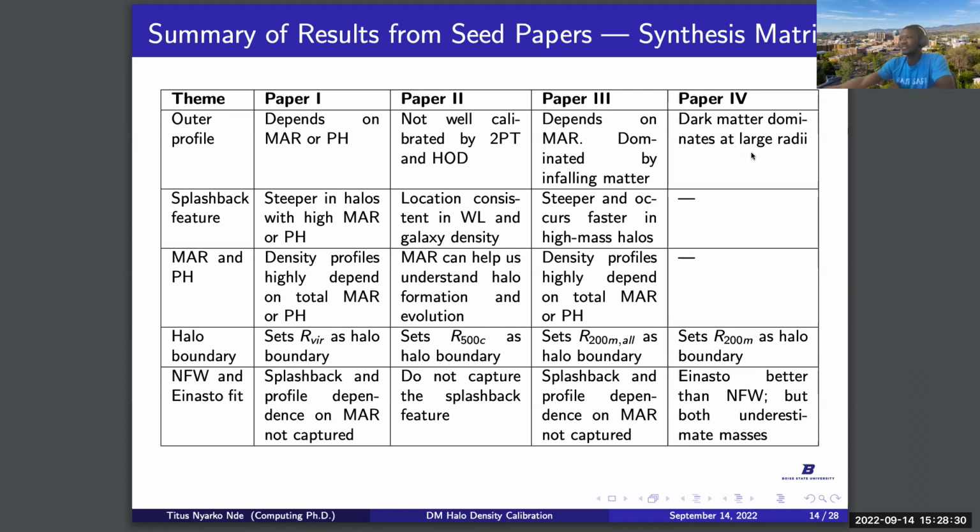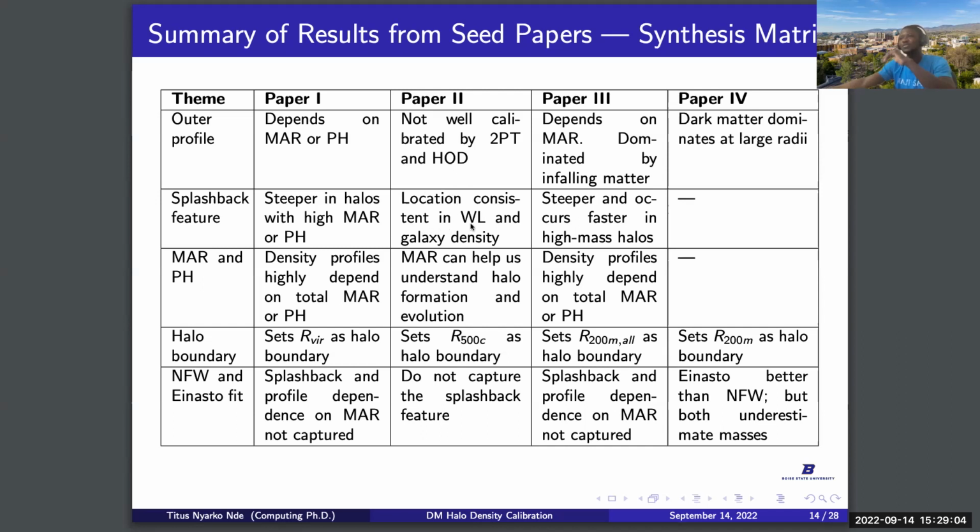And then these people also detect that as you move out of the halo center, as you approach the outer region of the halo, dark matter dominates. So the halo center is dominated by baryons, but as you move from the halo center, dark matter begins to dominate everywhere. Now, what about the splashback feature? Paper 1 says that the splashback feature exists, but it is much deeper when the mass accretion rate is higher. So it is linearly correlated with mass accretion rate.